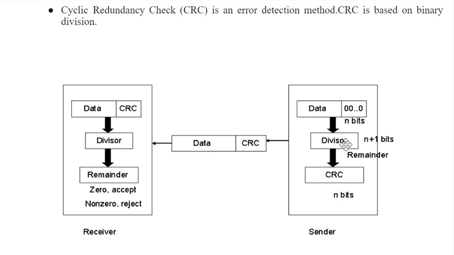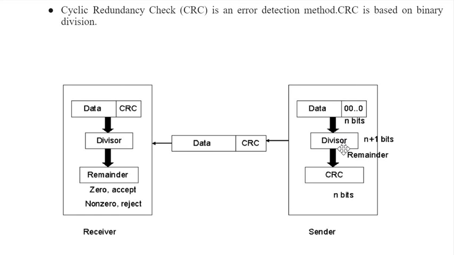On the sender side, we have our data or our message. What we do is we append n bits of zeros. If we have a message and a divisor, and our divisor is of n plus 1 bits, we do minus 1, so we append n bits of 0 to this data. For example, if we have an n-bit divisor, we'll append n minus 1 bits of zeros to the data. After that, we'll divide this data by this divisor.